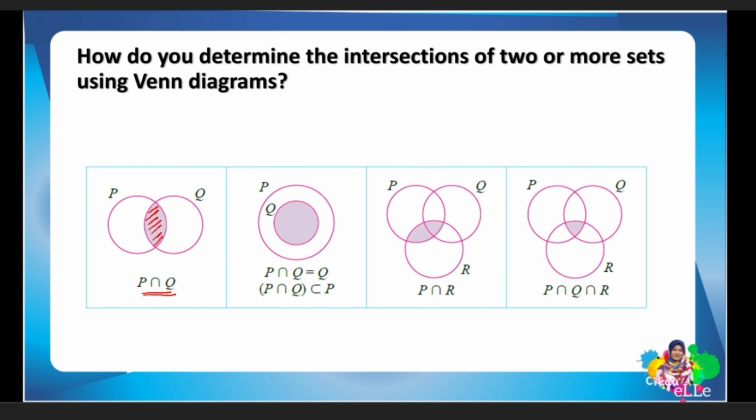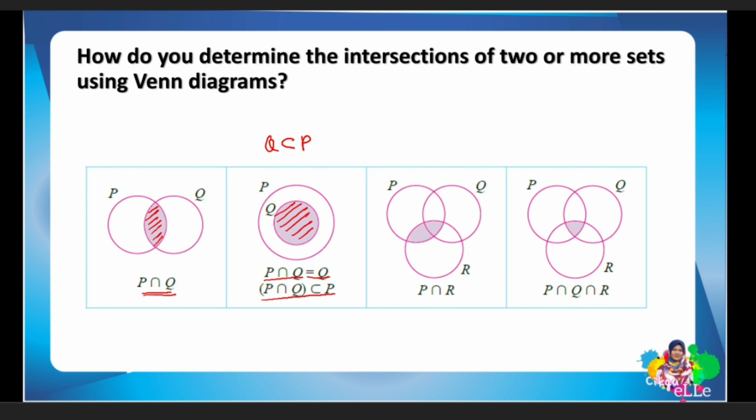The second one, Q is a subset of P, which you have learned in Form 1 for the subset, which means all elements in set Q are in set P. So this area represents P intersection Q, where P intersection Q is equal to set Q. Or in other words, P intersection Q is a subset of set P.